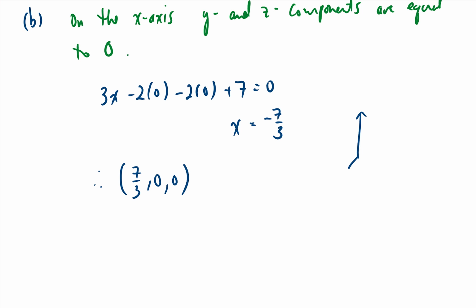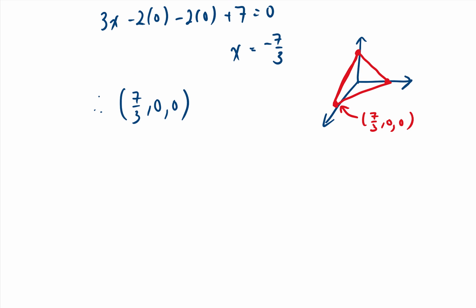So if you think of a plane in 3-space, I'm just going to draw part of the plane. If it's angled in such a way, it could hit the x, y, and z axis. So we found this point here, (-7/3, 0, 0).